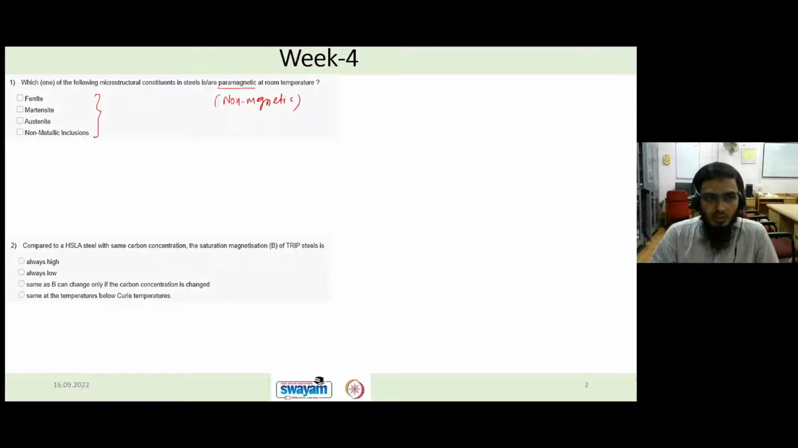Among ferrite, martensite, austenite and non-metallic inclusions, you have to identify the non-magnetic phase. You can type your answer in the chat box, or else you can unmute and tell your answer. Both are fine.